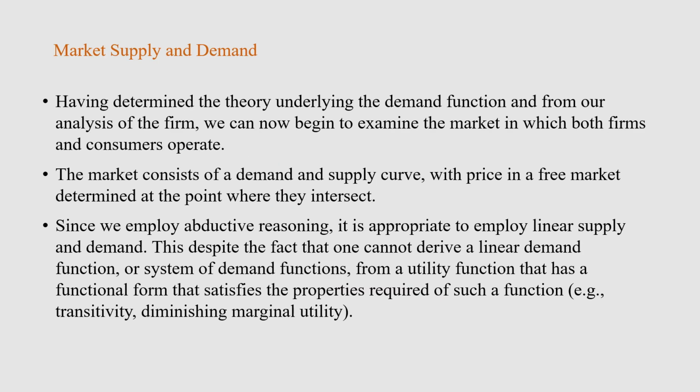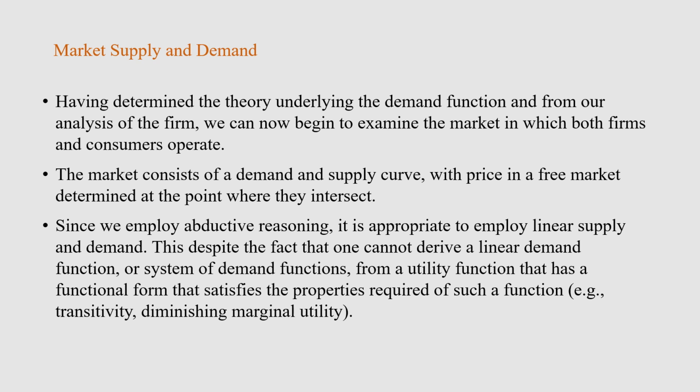So now we come to supply and demand. Having determined the theory underlying both consumer demand functions, and from our analysis of the firm, we can look at the market where both firms and consumers operate. The market consists of a demand and a supply function, and where the two intersect, and sometimes that is a free market, sometimes it's not, that determines the point where prices and quantities are determined, the point of intersection.